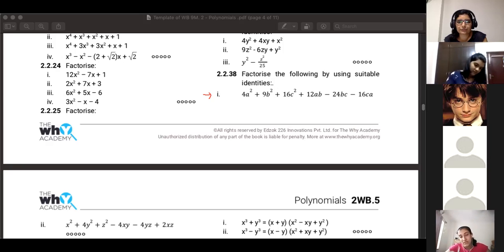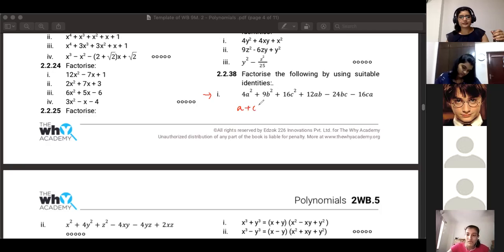Ashka, do you want to solve this one? Ma'am, I know the identity, but I'm still solving it with signs and everything. Okay, perfectly fine. You can do it on the mic. So which identity is it? A plus B plus C the whole square is equal to A square plus B square plus C square. Yes.